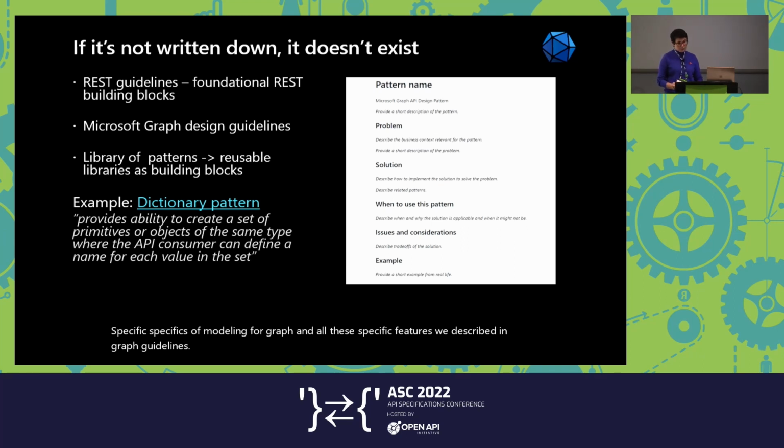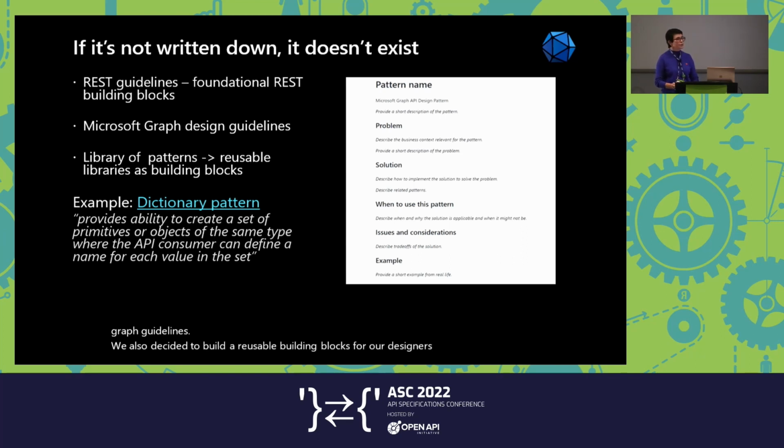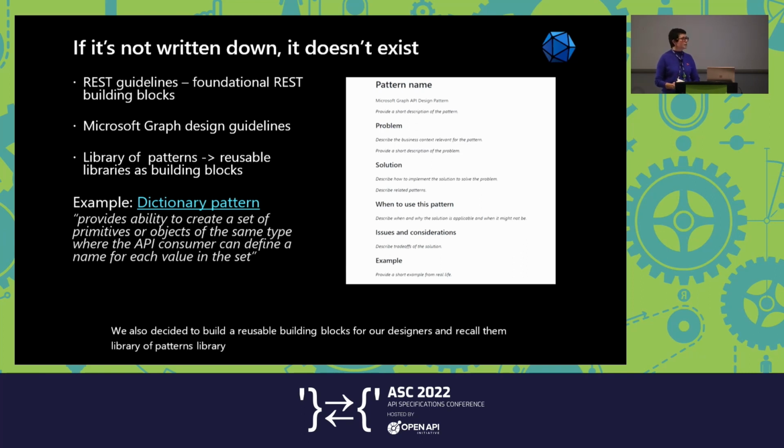We also decided to build reusable building blocks for our designers, and we call them a library of design patterns. Again, we used a well-known architecture pattern language, which basically comprises: if you have a problem, there is a particular solution in a specific context. In this way, we created very short, actionable documents for our API developers on how to solve API design problems, with a lot of examples, which they can read in less than 5 minutes and apply to their design.